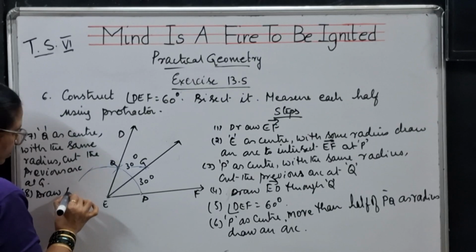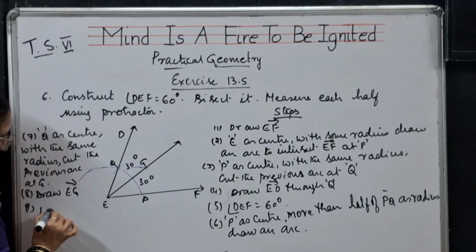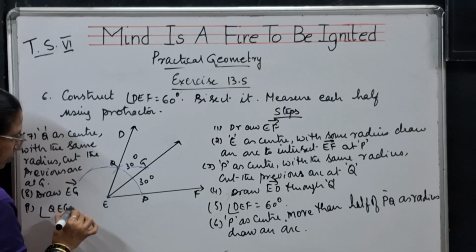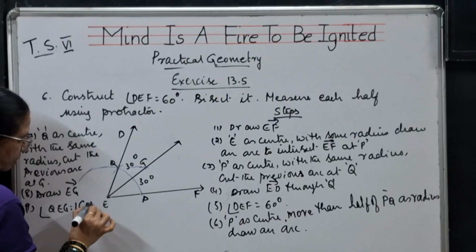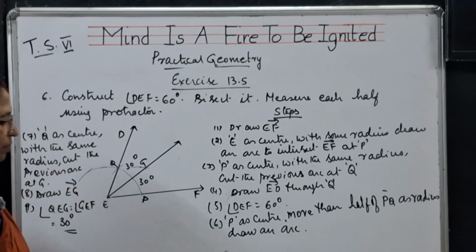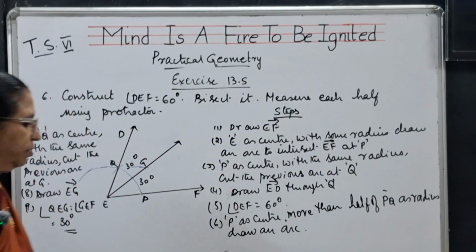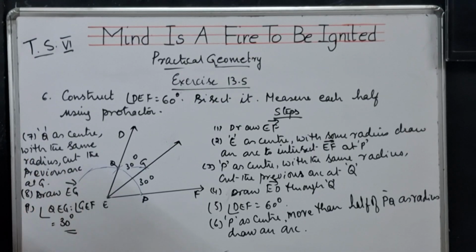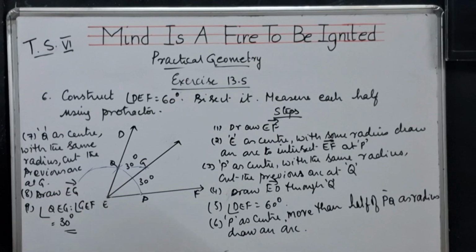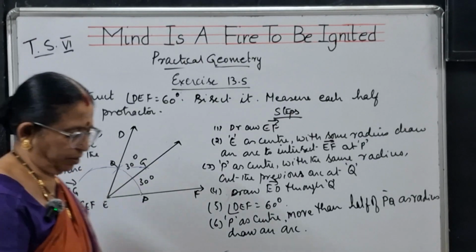Eighth one, draw EG ray. Ninth point, angle QEG is equal to angle GEF is equal to 30 degrees. These are the construction steps that you will be writing, children. These are all the steps for this problem, constructing 60 degrees and bisecting it. If you use the instruments properly, you will definitely get it, children.